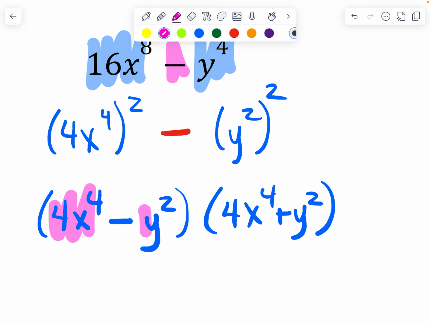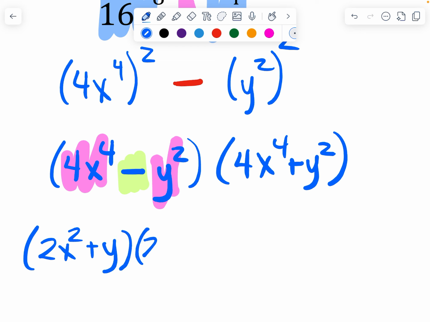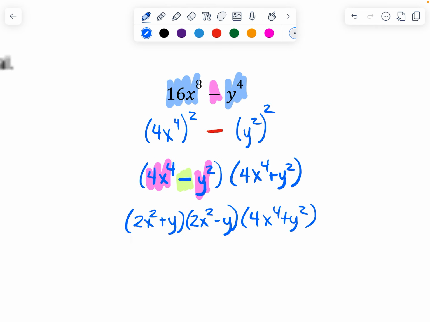Is that a perfect square? And is there a minus sign in between? There is. So I get 2x squared plus y, 2x squared minus y, and then I get 4x to the 4th plus y squared. Again, it doesn't matter the order.